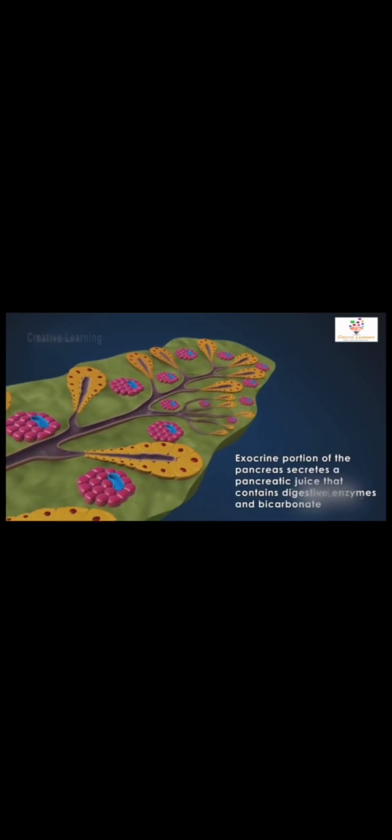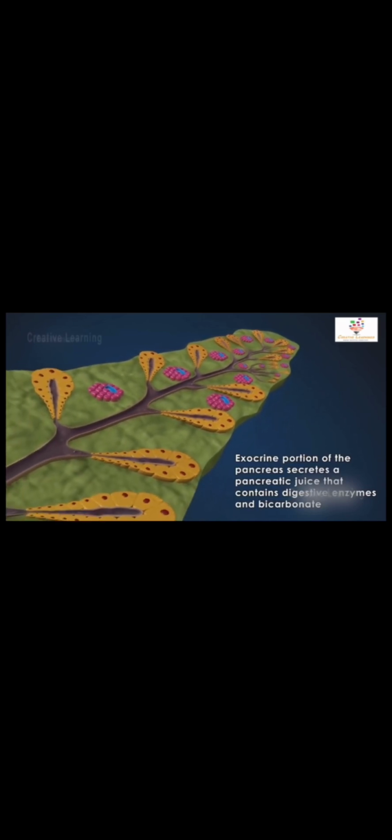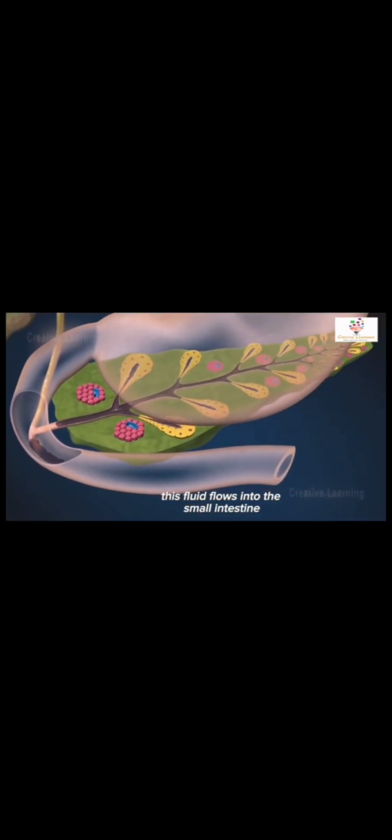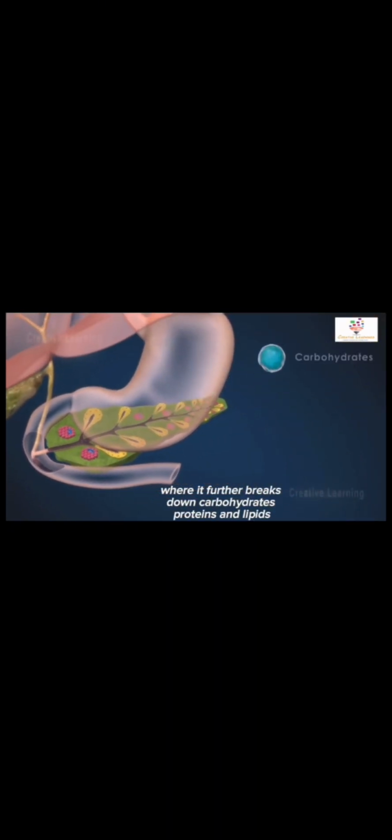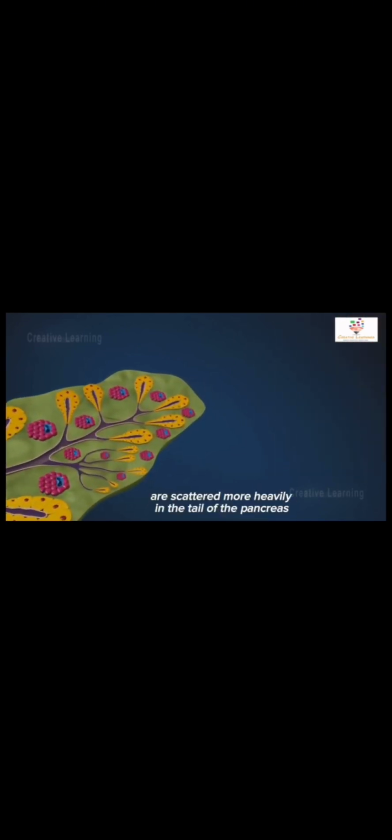The exocrine portion of the pancreas secretes a pancreatic juice that contains digestive enzymes and bicarbonate. These fluids flow into the small intestine, where they further break down carbohydrates, proteins, and lipids. Groups of distinct cells called the islets of Langerhans, named after the 19th century German pathologist Paul Langerhans, are scattered more heavily in the tail of the pancreas.